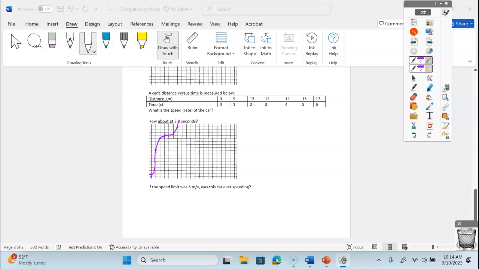Okay. Let me give you a couple things to ponder. Who do I want? Stewart! If the speed limit was 6 meters per second, can an officer pull me over based on this data set? Yes. What if they catch you? Based on this data set. They watched me do this. Could they pull me over?